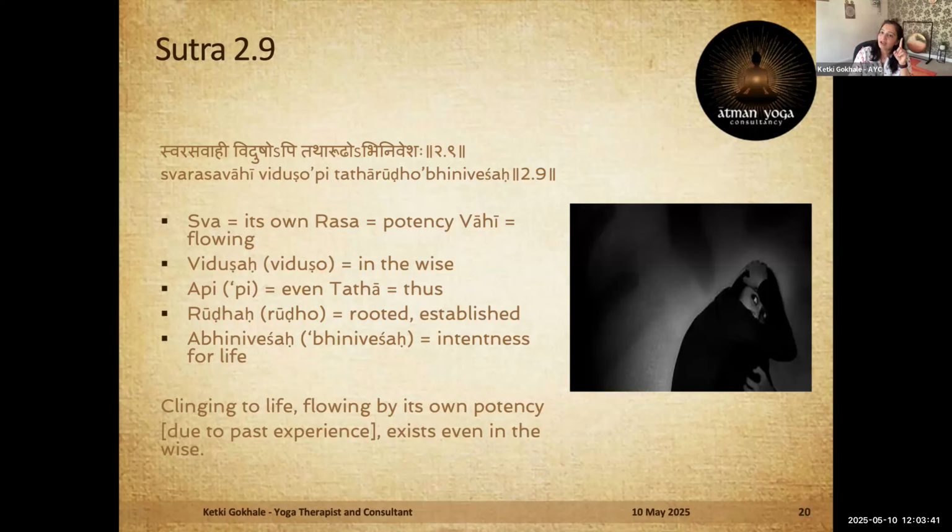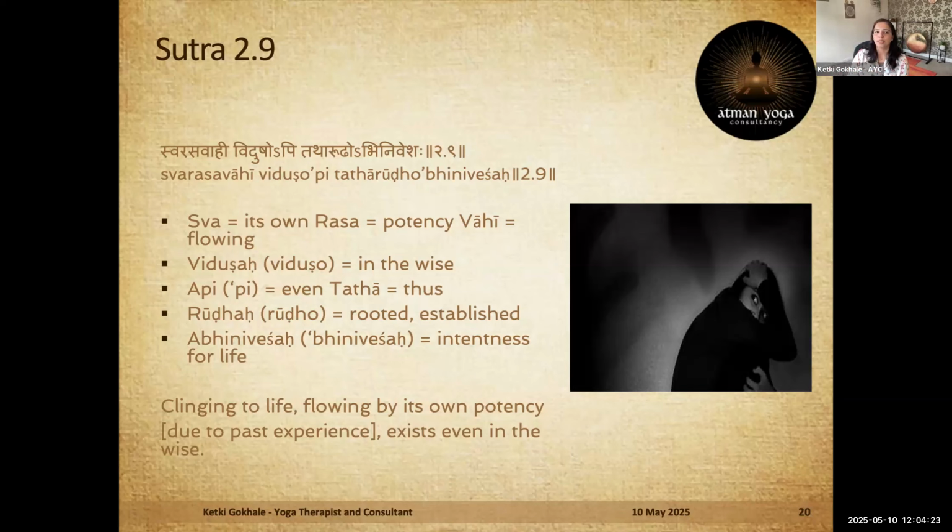Because I must have gone through a very terrifying experience in my past birth. The scary, fearful experience of losing this life, losing this body. That's not a very good experience. And because of that past experience, whatever we go through, the impressions are stored in the chitta. With that chitta, we are born again. And that's why this clinging to life is still there in all of us. And that is called as abhiniveshaha.